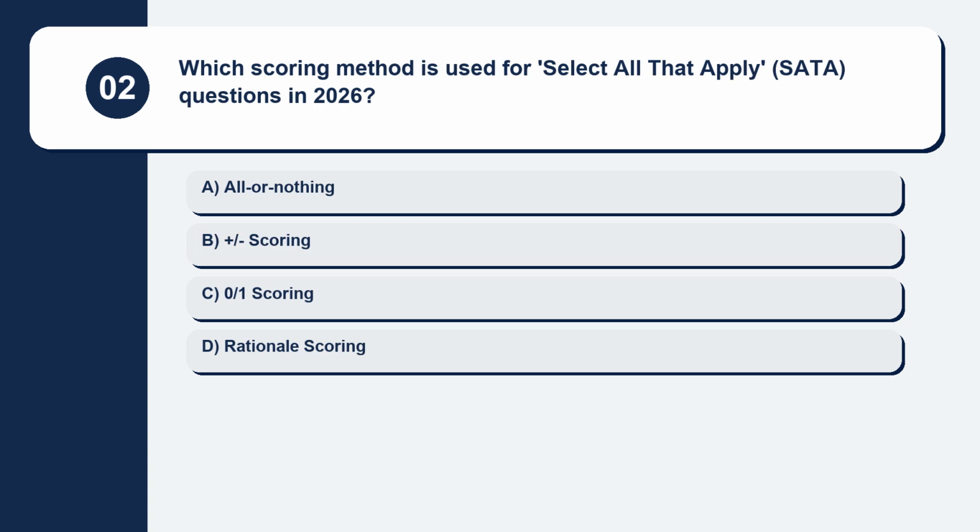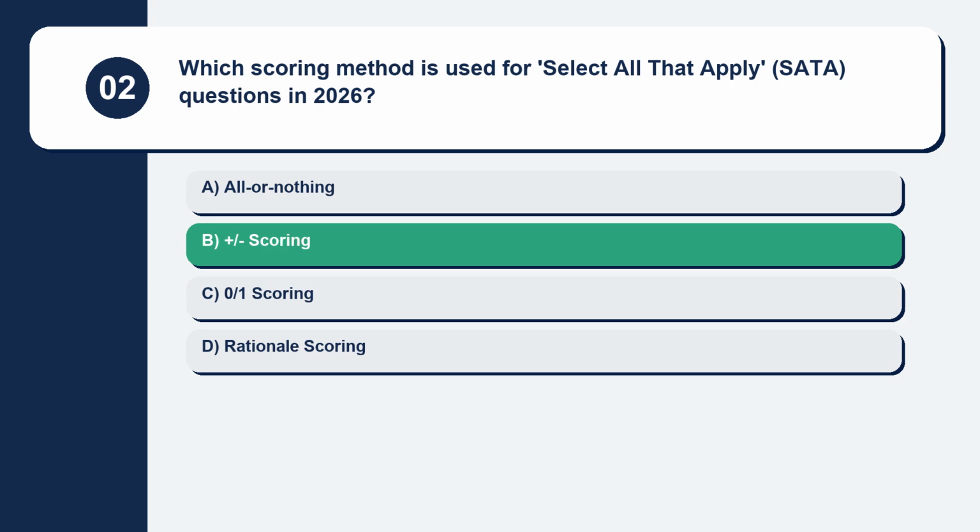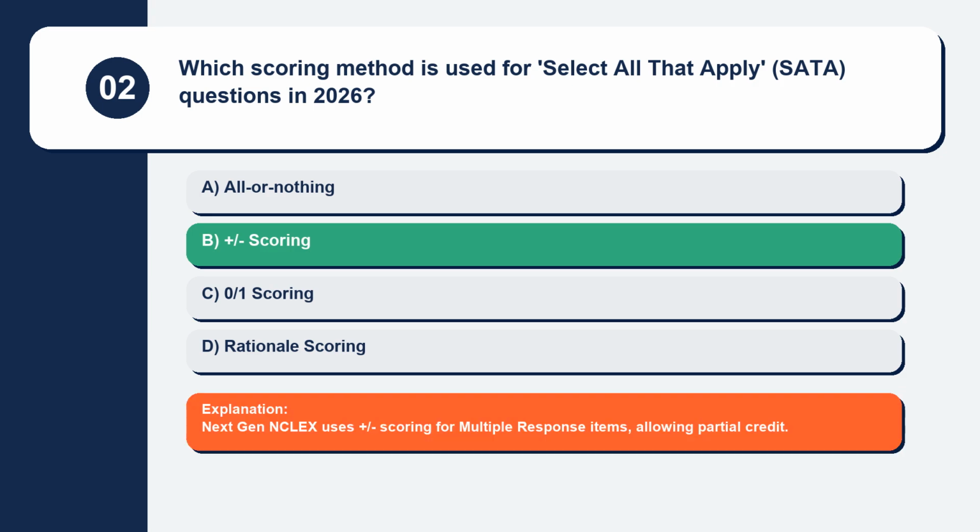Question 2. Which scoring method is used for Select All That Apply, SATA, questions in 2026? All or Nothing, Plus/Minus scoring, 0/1 scoring, Rationale scoring. Next Gen NCLEX uses plus/minus scoring for multiple response items, allowing partial credit.